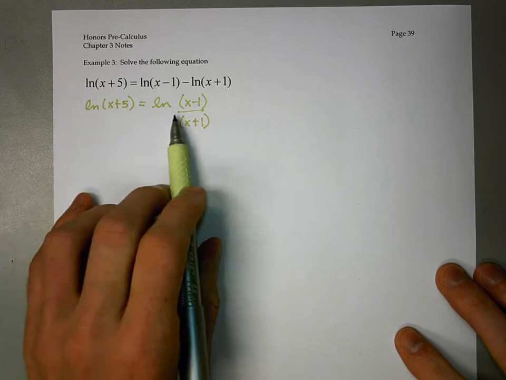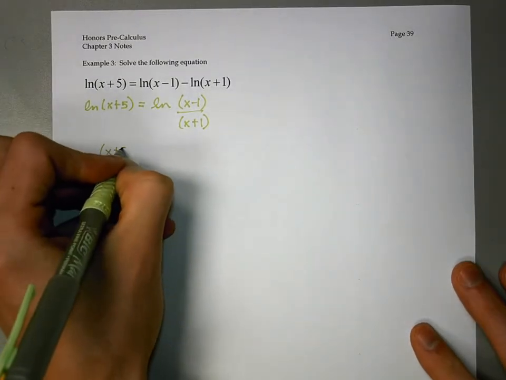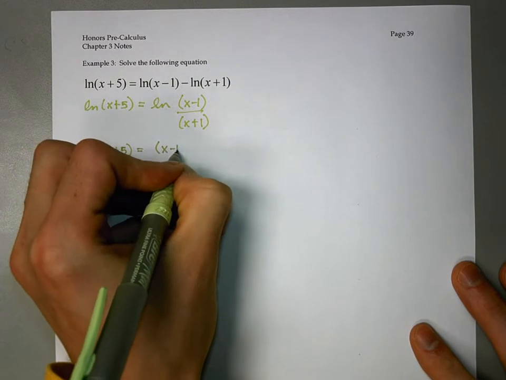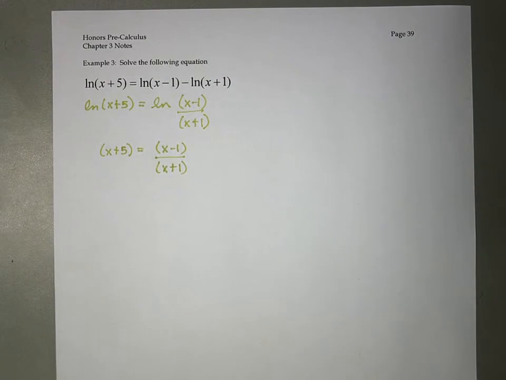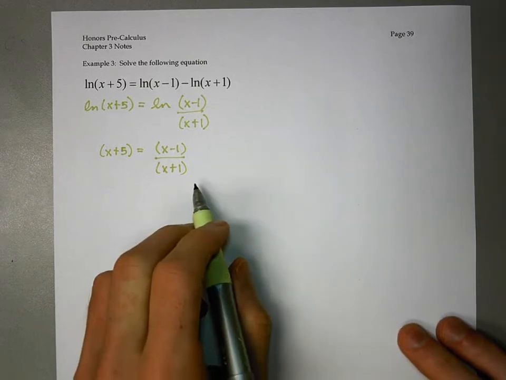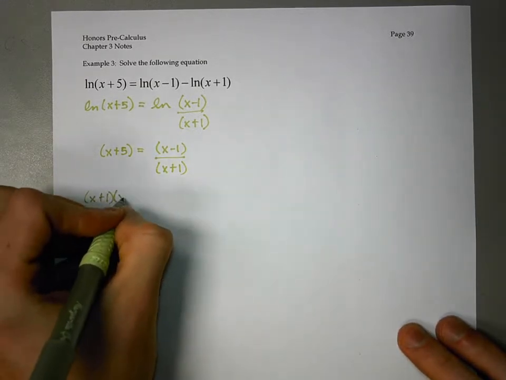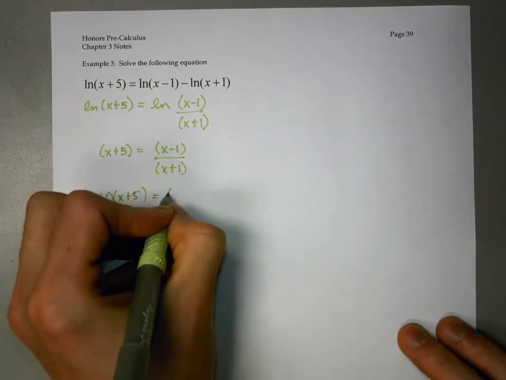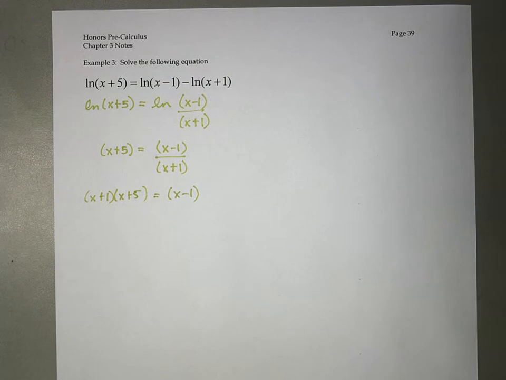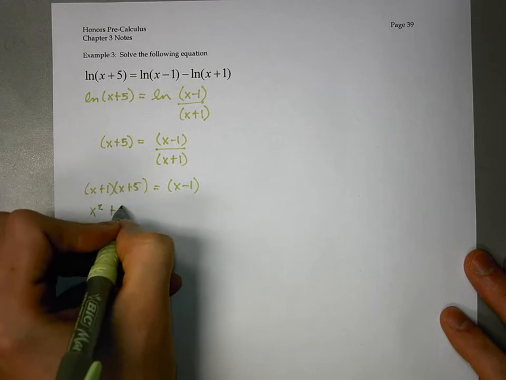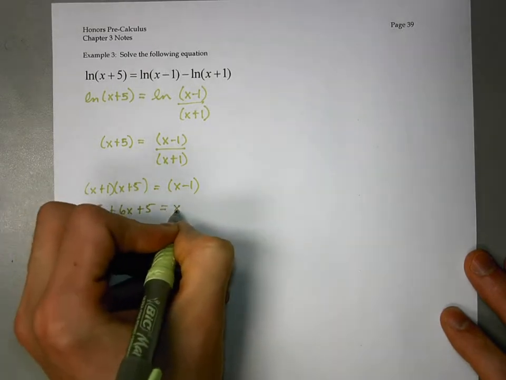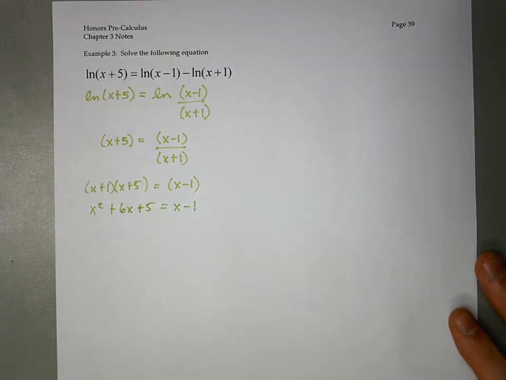Now that I've got a single log on each side, I can use the one-to-one property that says x plus 5 is equal to x minus 1 over x plus 1, the two quantities that we have inside the logs. And now I can solve for x. Start by multiplying both sides by x plus 1. My right-hand side, I can FOIL that out. And then we can move our x minus 1 quantities over.